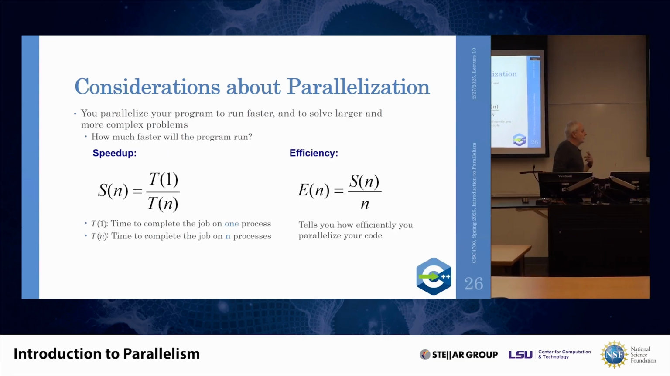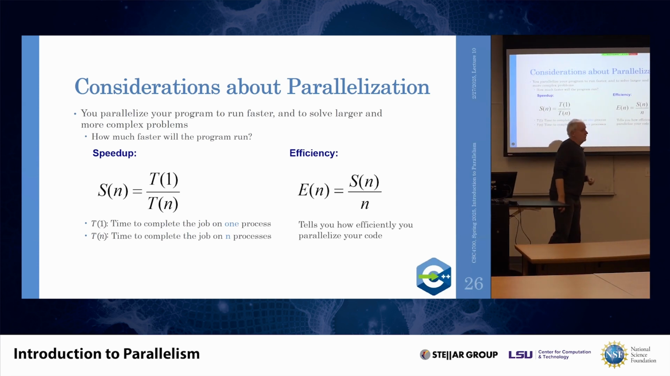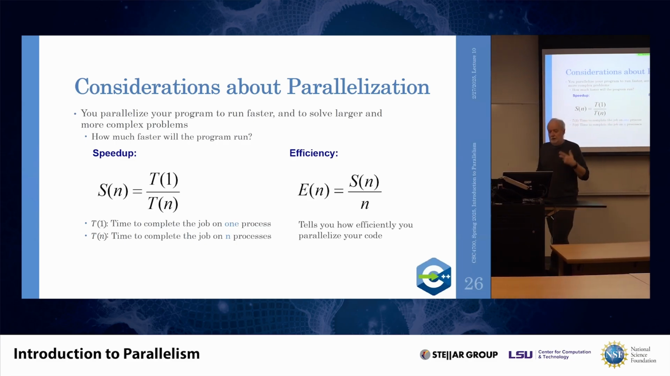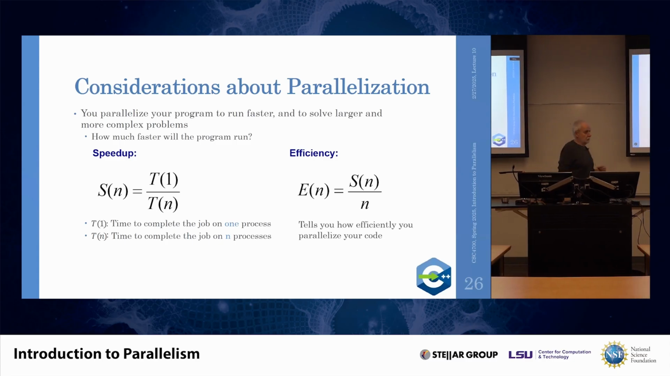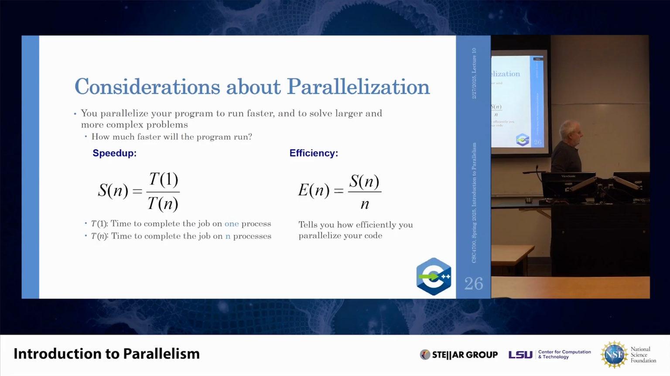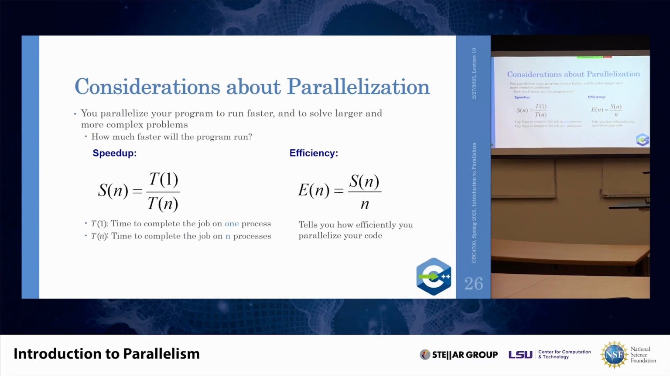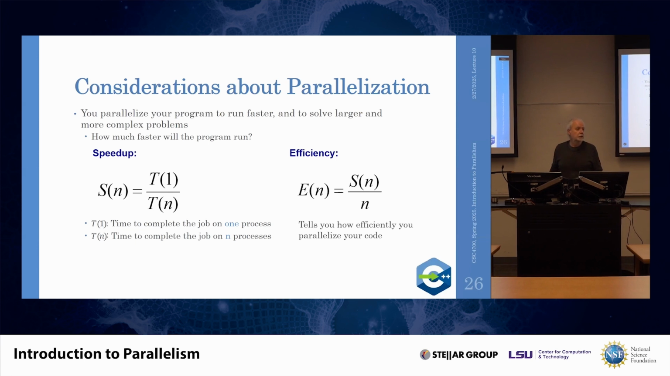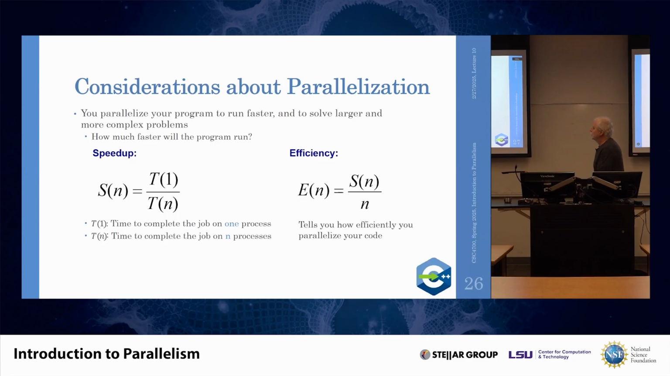Another criterion for assessing whether your code is efficient is computing the efficiency, which is defined as the speedup over the number of processors. So efficiency is a number between 0 and 1, which tells you how efficiently your parallelization is actually happening. If it's 0, then you have no efficiency at all. If it's close to 1, then you know that you have very nice speedup. So if you have 10 cores and it runs 10 times faster, you have a speedup of 10, an efficiency of 1, which is exactly what you want to strive for.